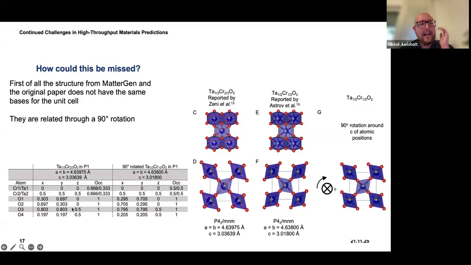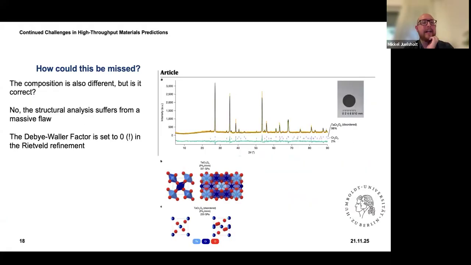And it turns out that within the error on the data, these positions are the same. So there's no errors on this one, but within error, these coordinates are all the same. So it's the same material, right? And the problem is that the computer gets confused for various reasons. The question is, how could it be missed?